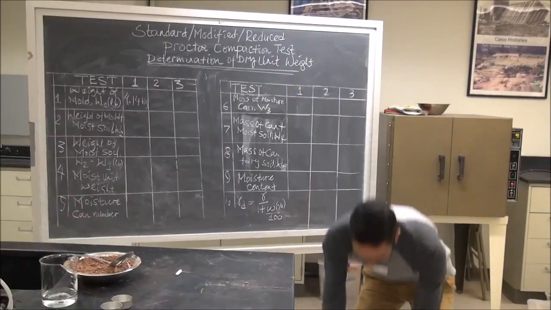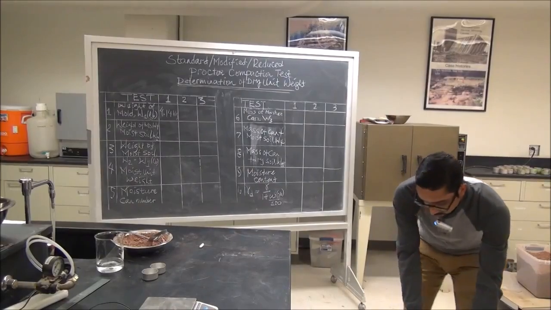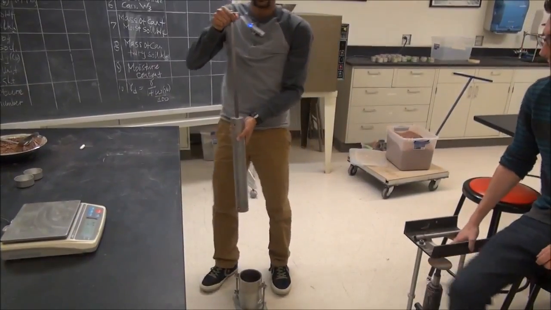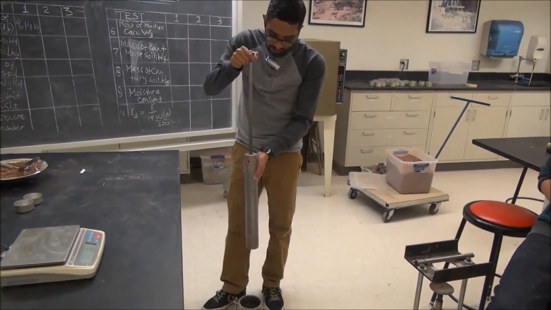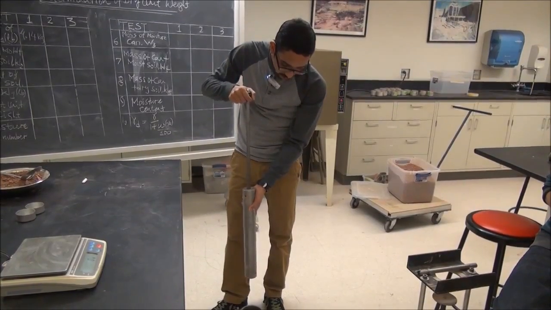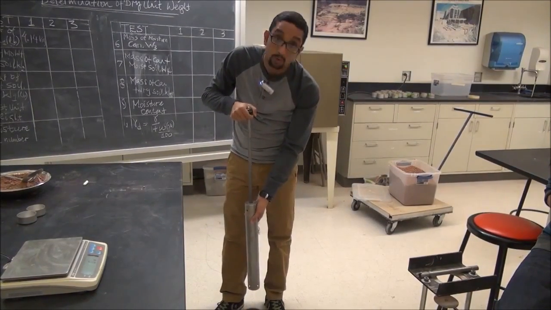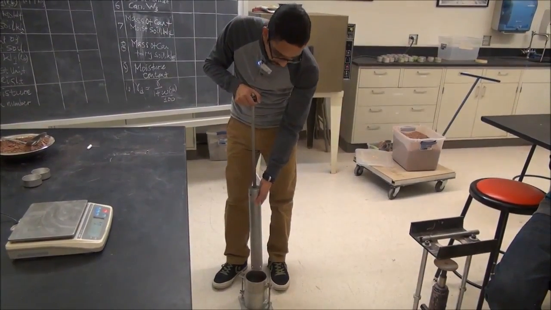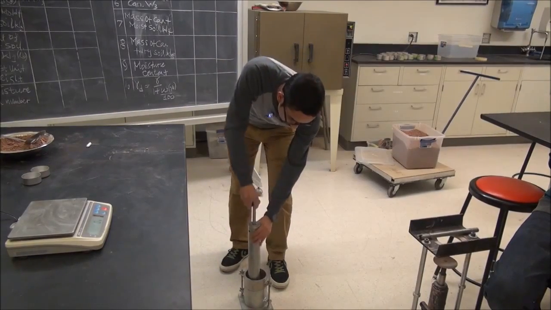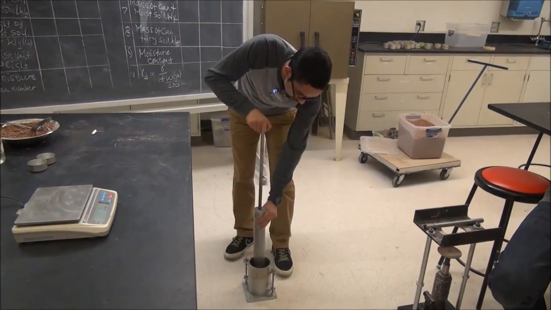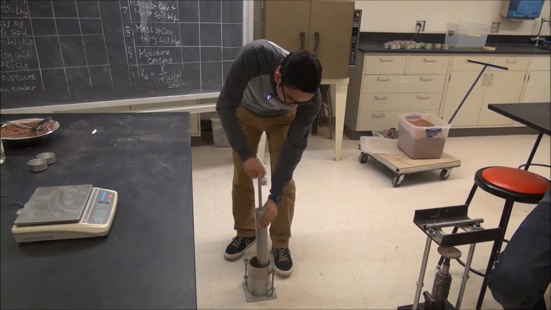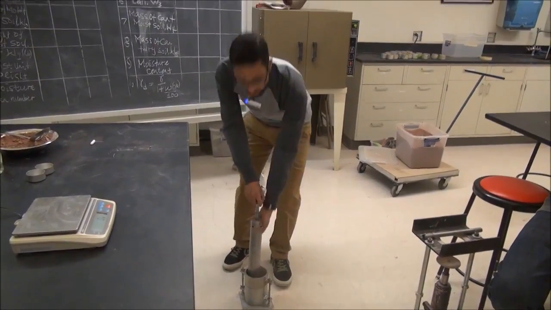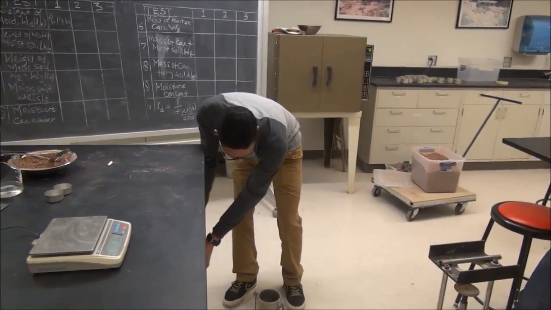So as I told you before, we'll be putting the compaction effort, which can be done by the hammer. Since I'm showing you the standard compaction test, I'll be compacting this soil in 3 layers with 25 blows on each layer. Make sure your compaction is throughout the surface of the soil. 1, 2, 3, 4, ... 25. So I have applied 25 blows to the first layer.